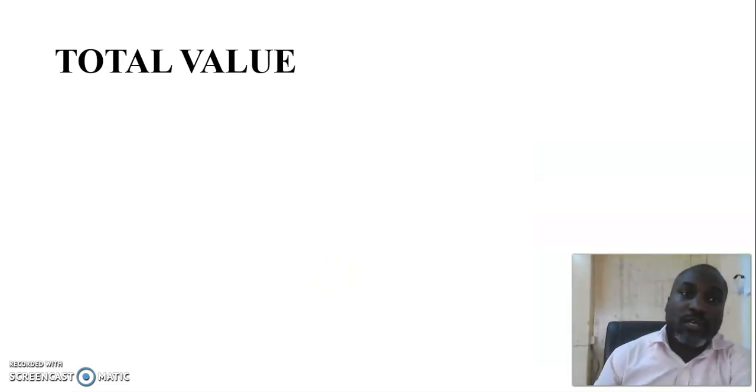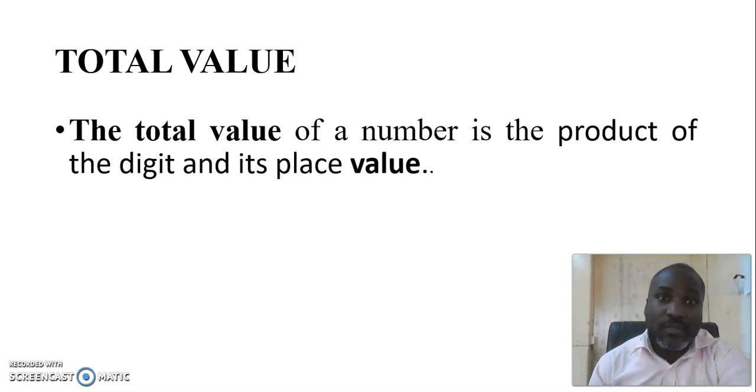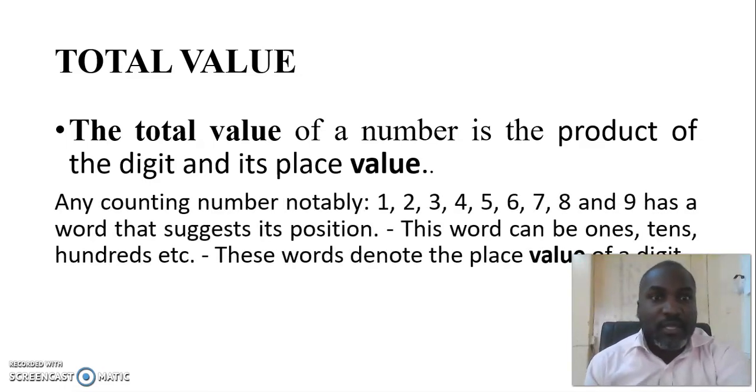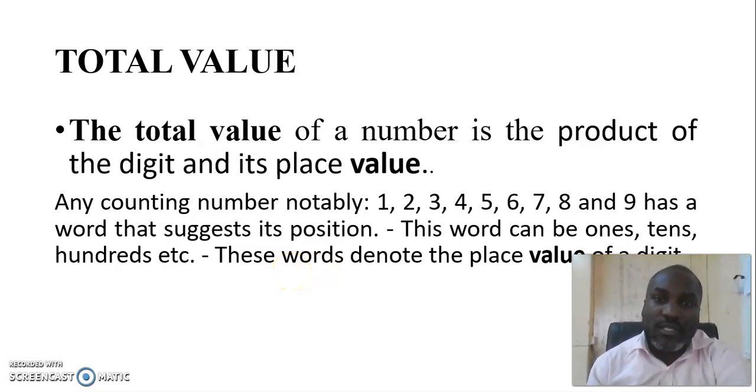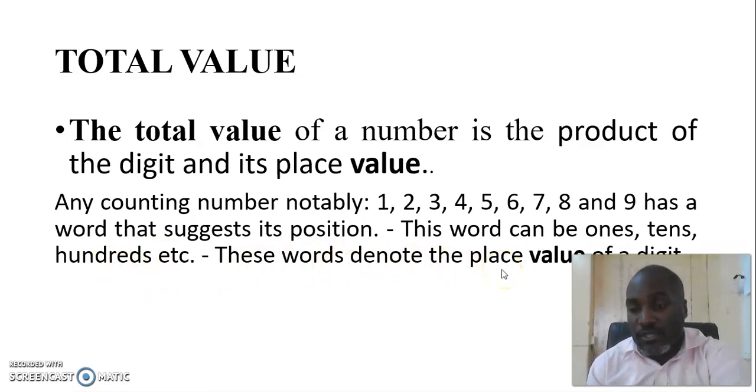The next one that we'll look at is the total value. The total value is the product of a digit and its place value. Any counting number, let's say we count from 1, 2, 3, 4, up to 9, has a word that suggests its position. That word can be tens, ones, hundreds, thousands, and so on. So these words denote the place value of a digit.